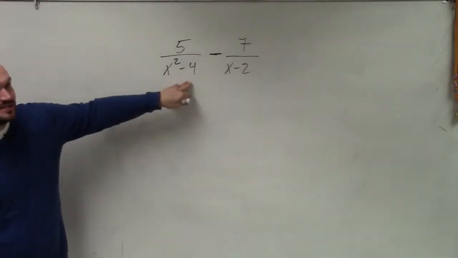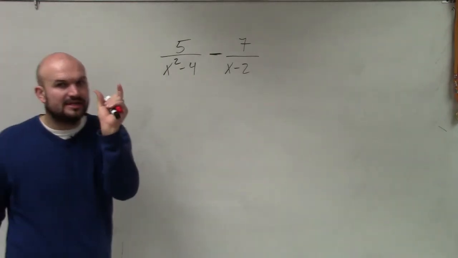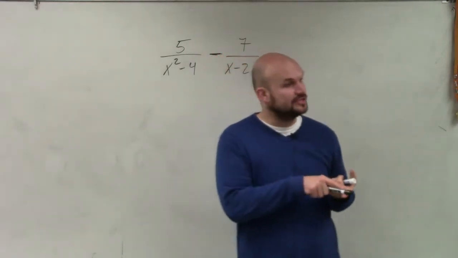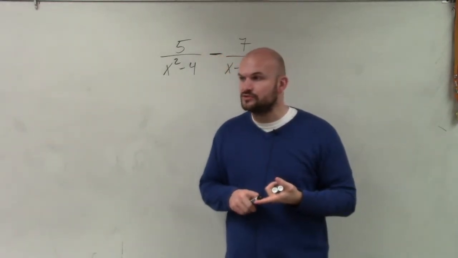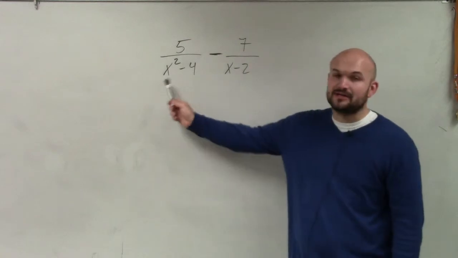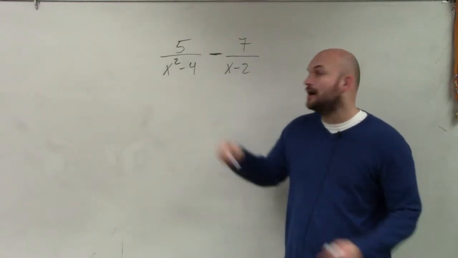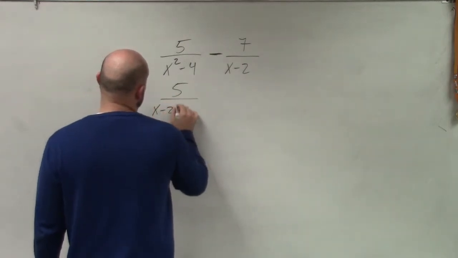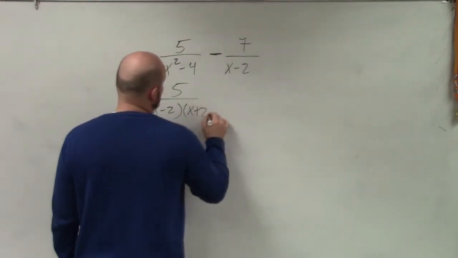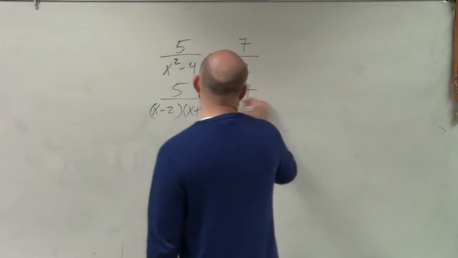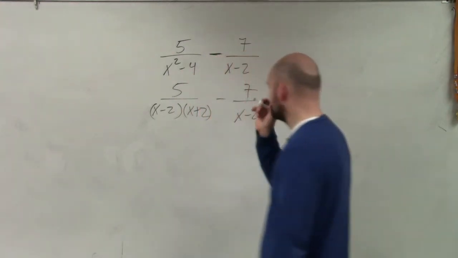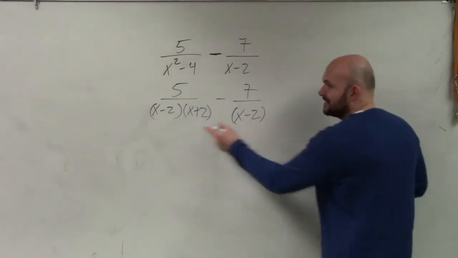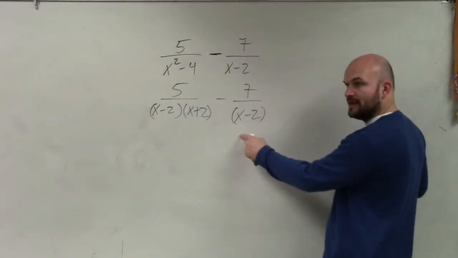And if you notice here, anytime you see an expression with two terms, always look to either factor out the GCF or look for a difference of two squares. I can't factor out a common term of x squared minus 4. However, I can factor this to x minus 2 times x plus 2, minus 7 over x minus 2. Does everybody see that? Now you can see that x minus 2 is the same for both of them.